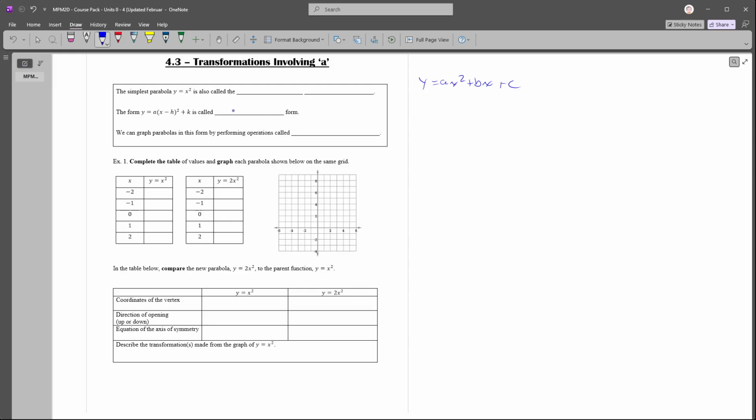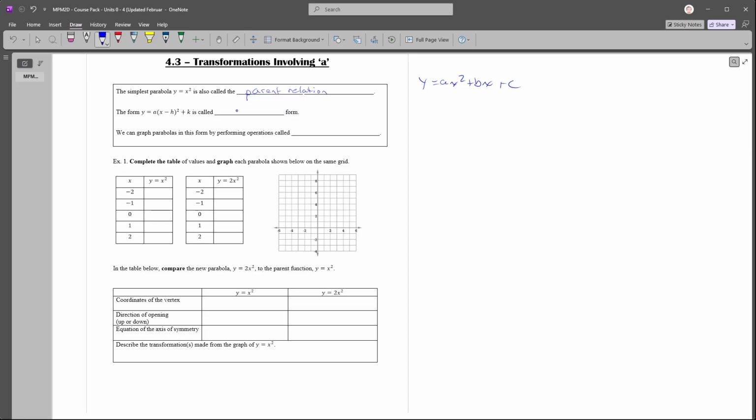Now, the simplest form for any quadratic is simply y is equal to x squared. That means b is 0 and c is 0 and a is a 1. So it's just y is equal to x squared. This is called the parent relation. And the reason why it's called the parent relation is because all other forms of quadratic relations can be derived from this. So this is the most basic form possible. We're going to show you what this looks like in just a second.